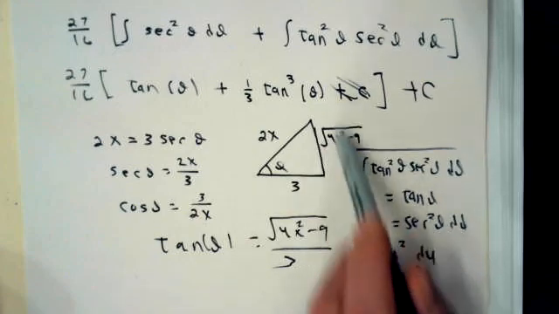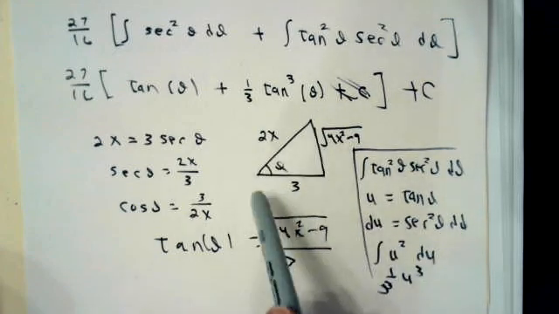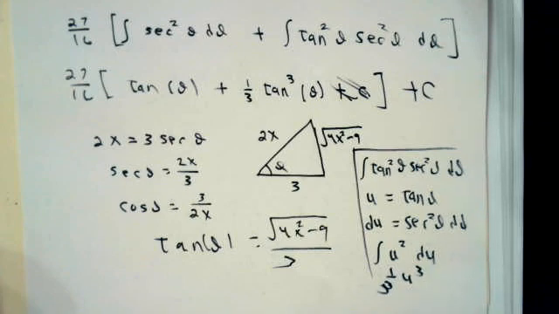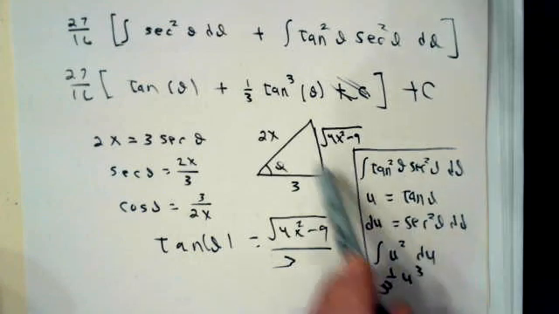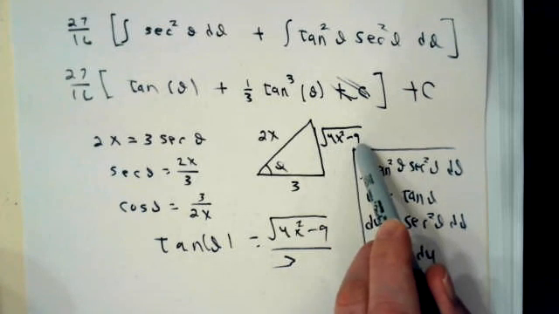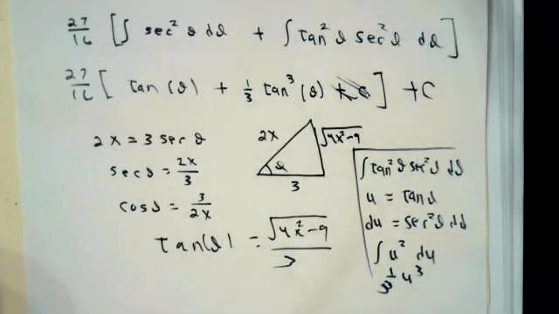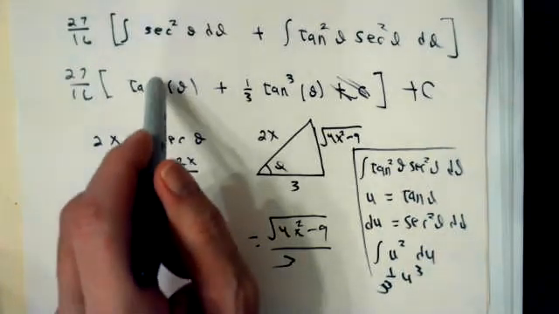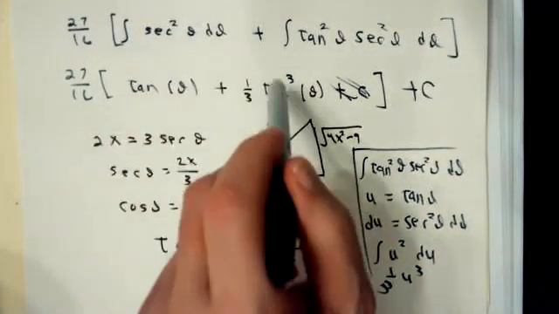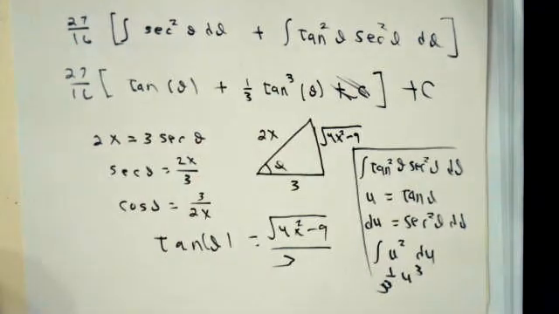This distance squared is hypotenuse squared minus adjacent squared. So that'll be 2x times 2x minus 9. The square root is the square root of 4x squared minus 9. We can now calculate that the tangent of theta is radical 4x squared minus 9 divided by 3, and substitute this in for tangent of theta in the two places where it appears, and you have your antiderivative.